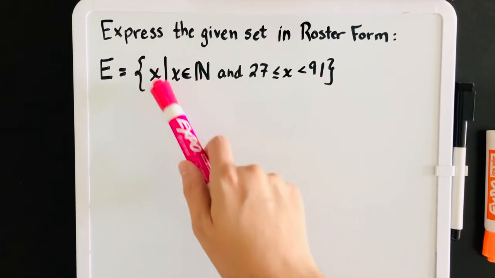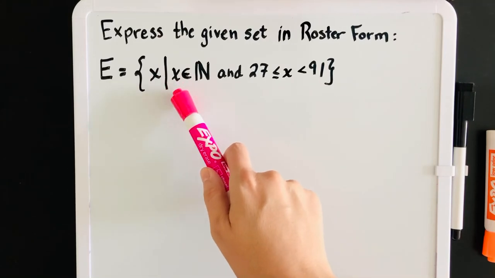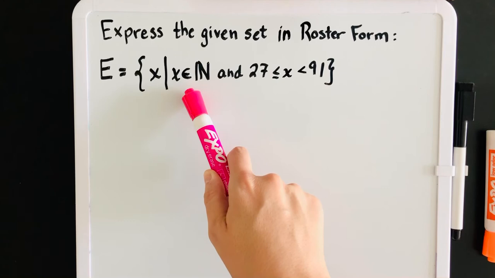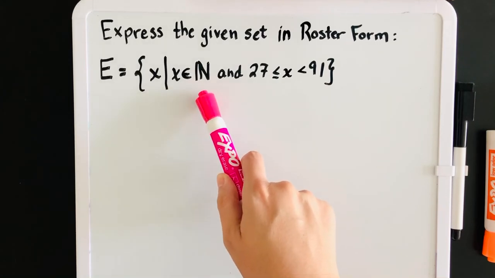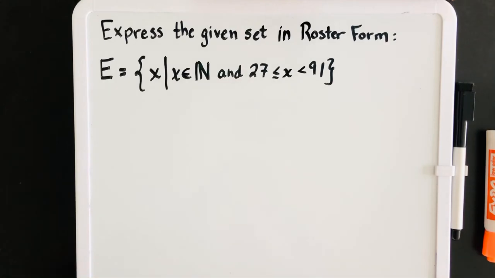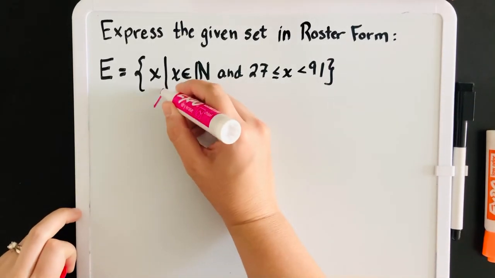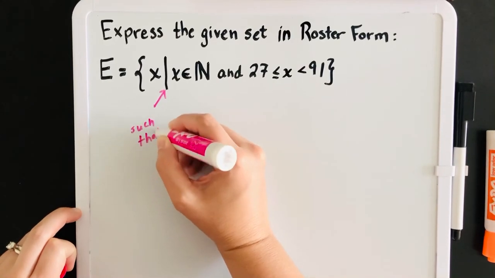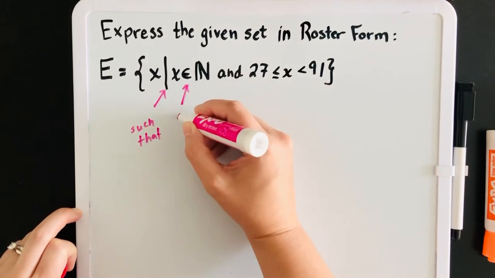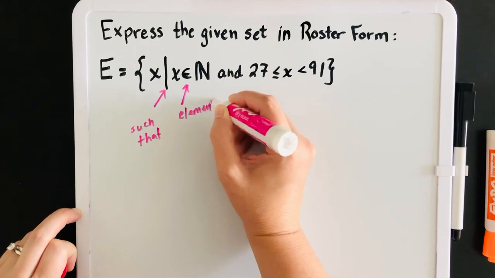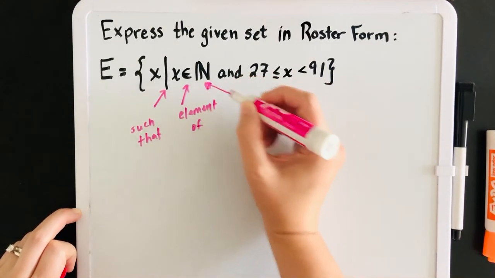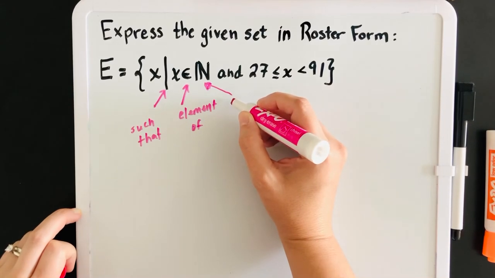Set E equals brace, which means the set, of all X such that X is an element, this symbol is element, looks kind of like an E, of the capital N. What is that? That's the set of natural numbers. So here we have X such that X is an element of, and this bold-faced N is the set of natural numbers.